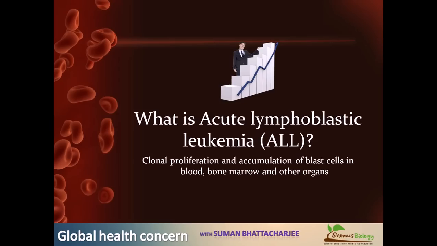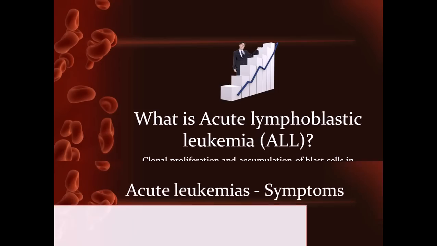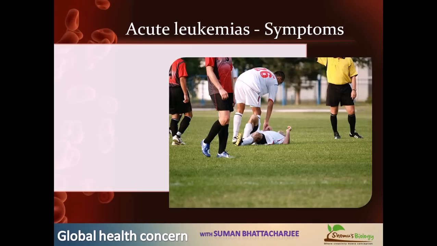It also has an incidence in adults, where about 20% of adult leukemias are of the acute type, and the rest are found in children. This is the basic statistics about this disease. Now let's talk about the symptoms of acute leukemia. It is also termed acute leukemias or acute leukemia.